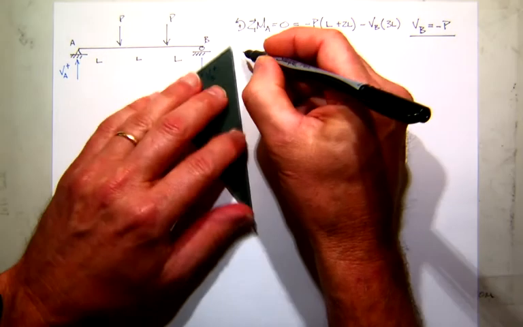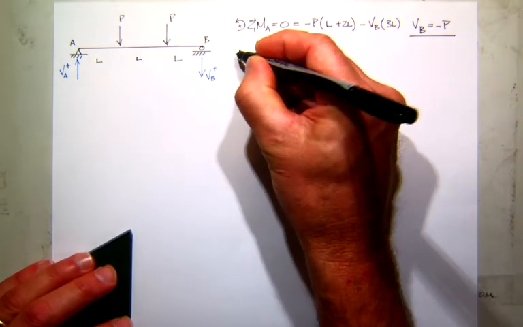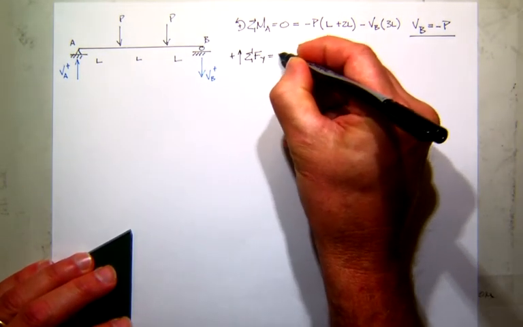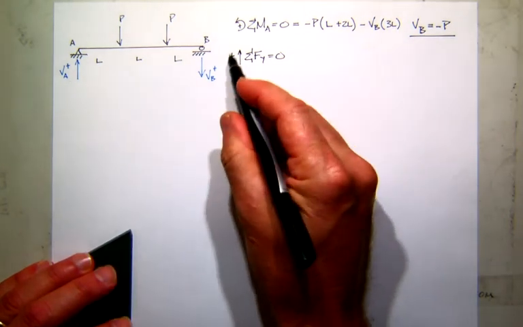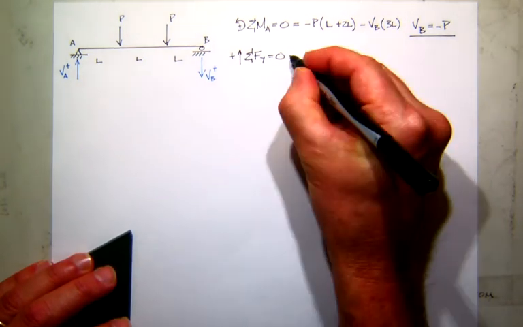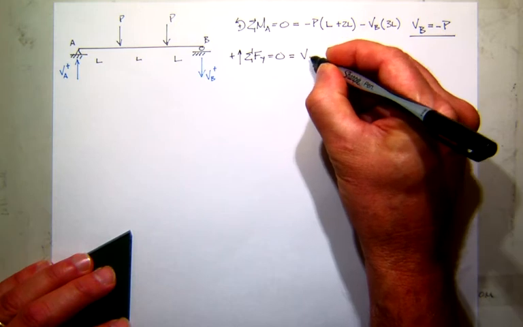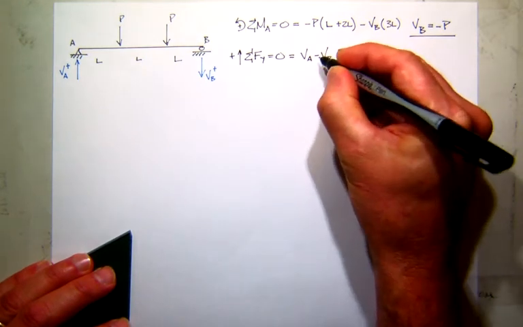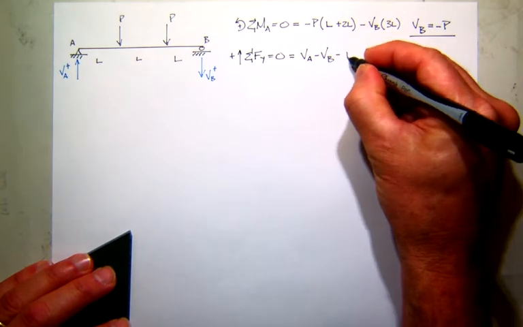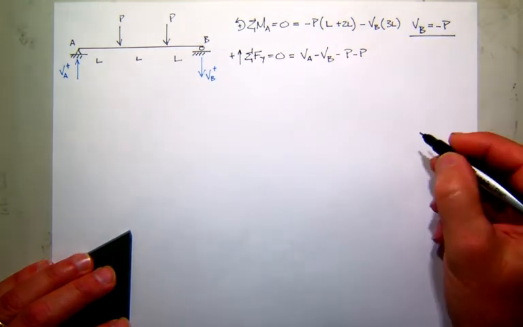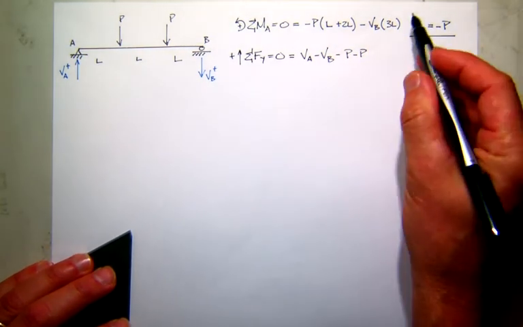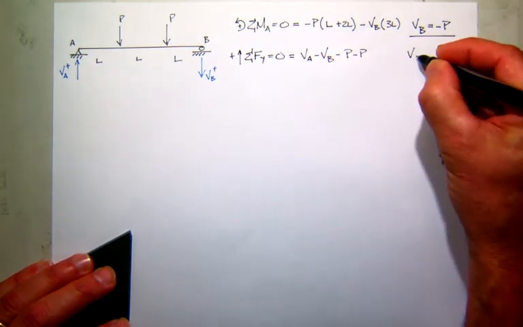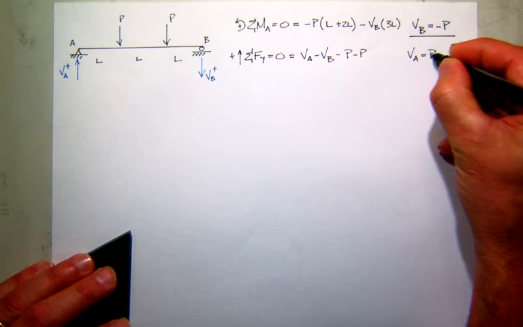Now if I sum forces in the y direction, I should be able to solve for my other reaction, which would be the shear at A. Again, I'm going to assume up is positive, make sure everything's in equilibrium. Looking at the forces, I have the shear force at A up, the shear force at B down, negative, and two forces P also acting down. So I put my negative P for B in here, and what's the shear at A? It's P.